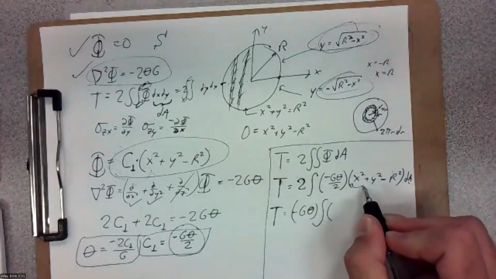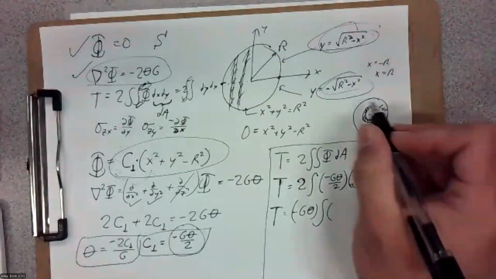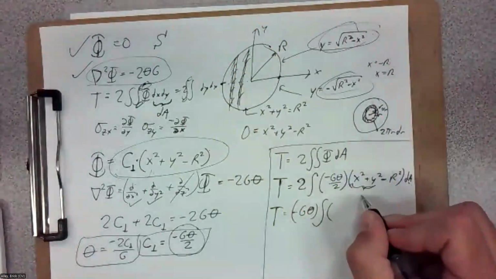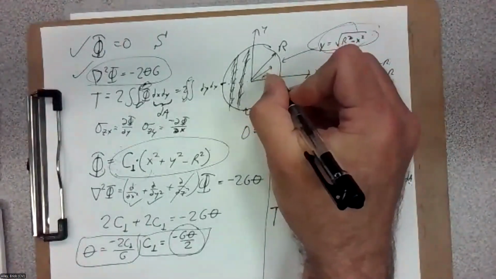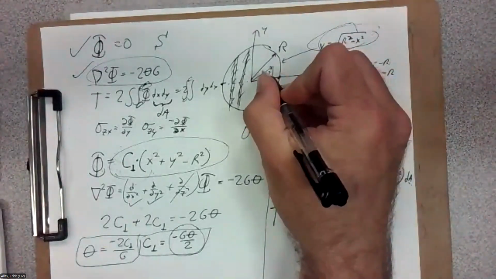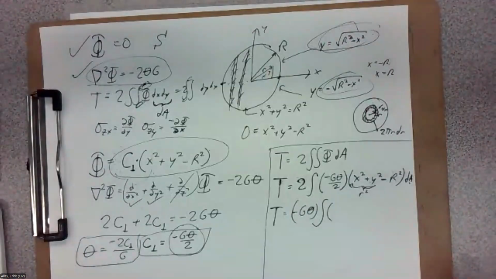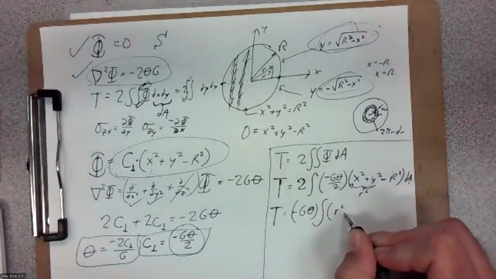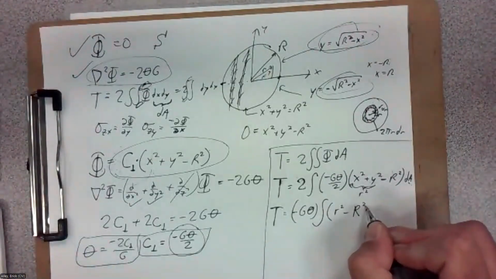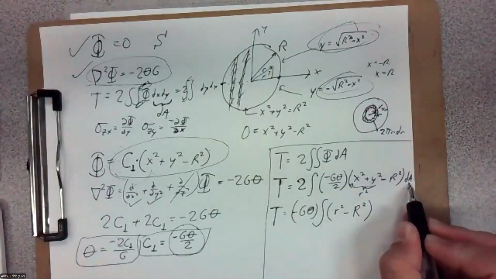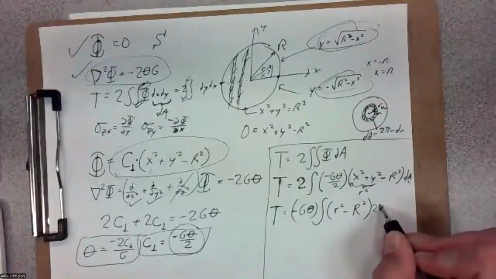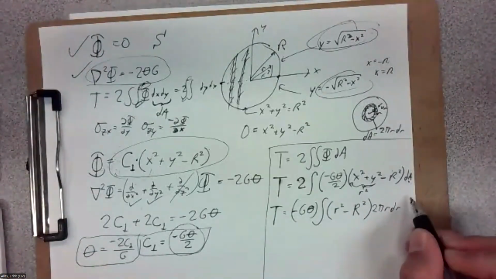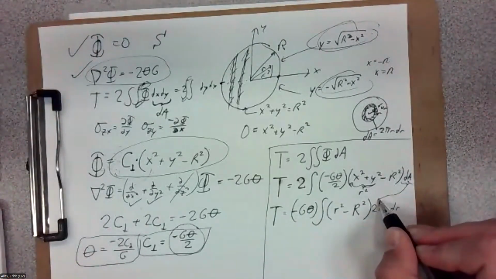X squared plus y squared, anywhere in the xy plane, is going to be equal to little r squared, right? If I go some x distance and some y distance, I get a radial distance. That's the hypotenuse. So we'll put little r squared here. Big R squared, the border, is a constant. And then my d area is now this donut slice, 2 pi r dr. So that went in for d area right here.